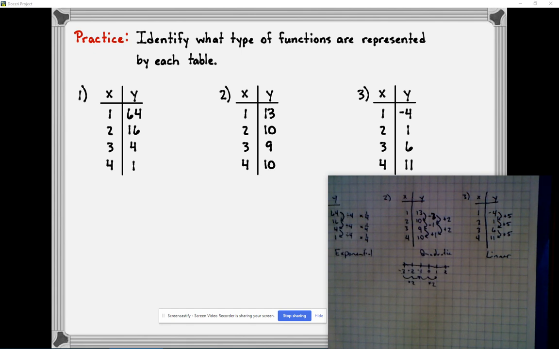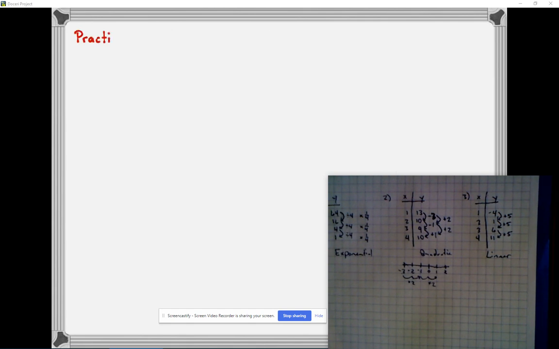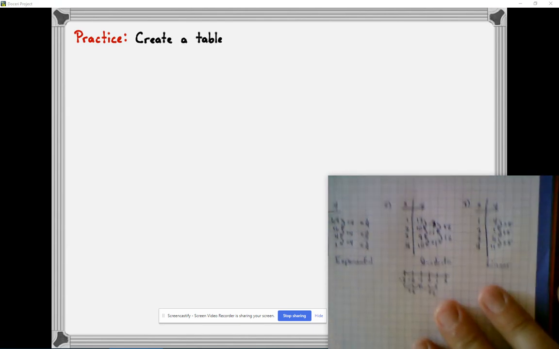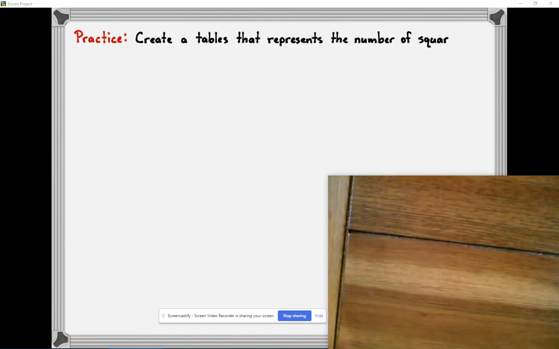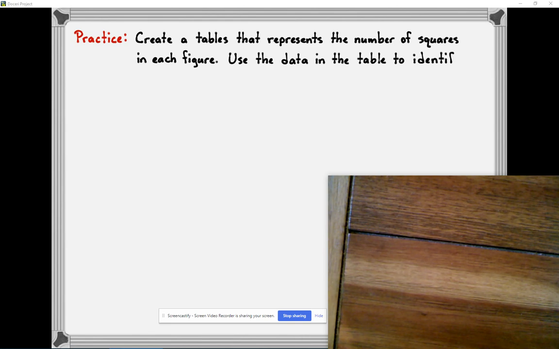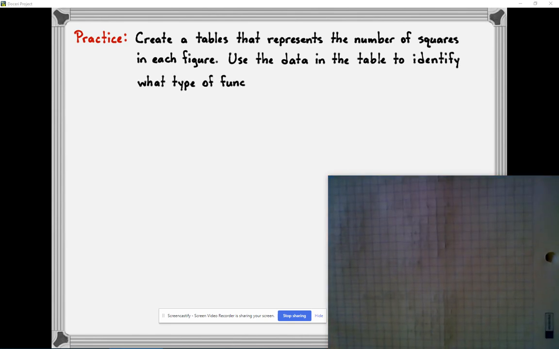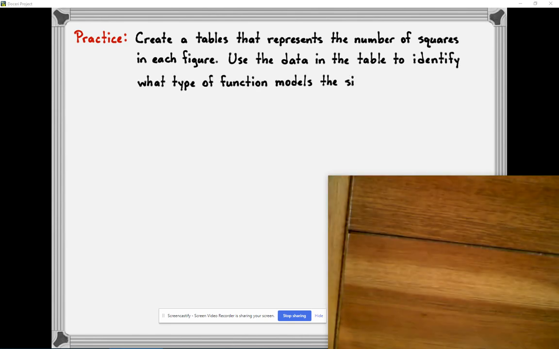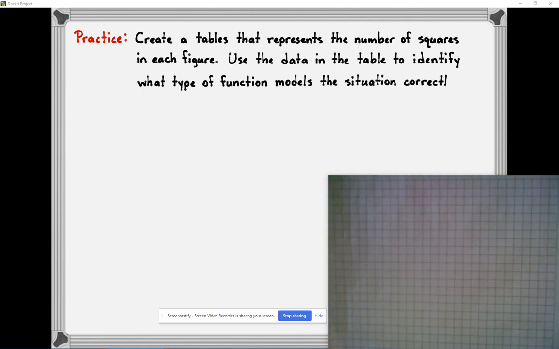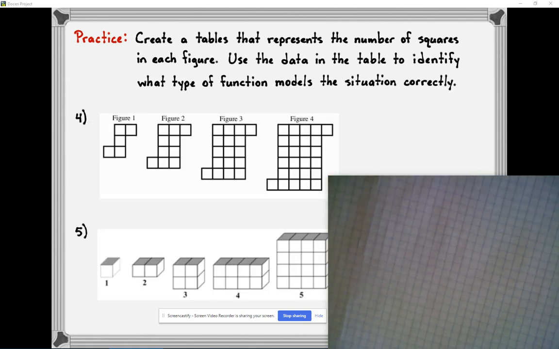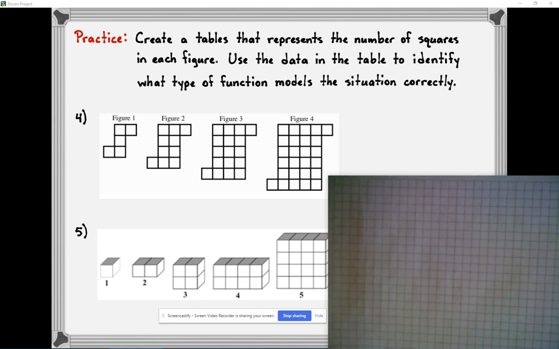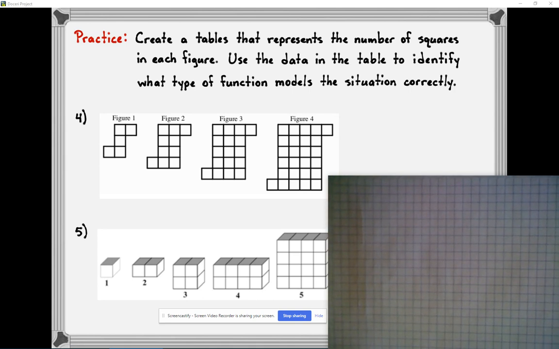Let's go ahead and take a look at one more slide. Another practice problem, okay? So create a table that represents the number of squares in each figure. Use the data in the table to identify what type of function models this situation best. So go ahead and pause the video and see what you come up with, and then come back when you think you have an answer.